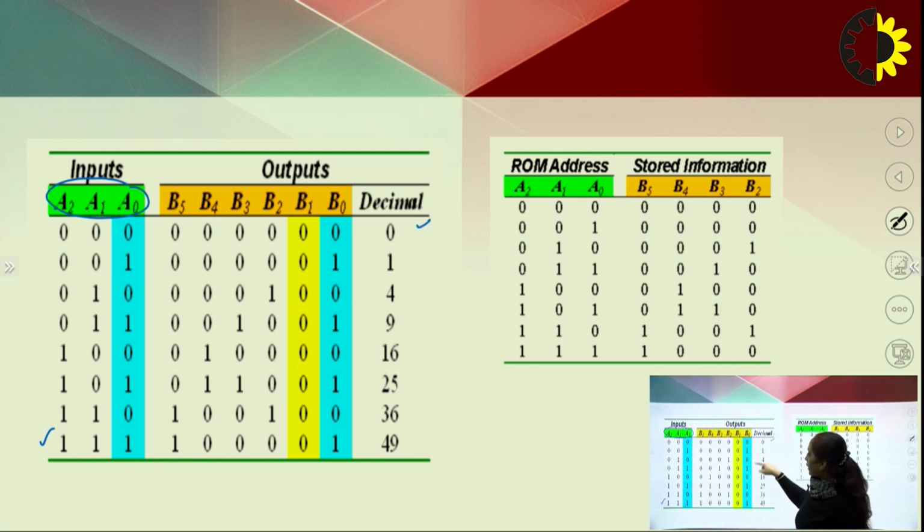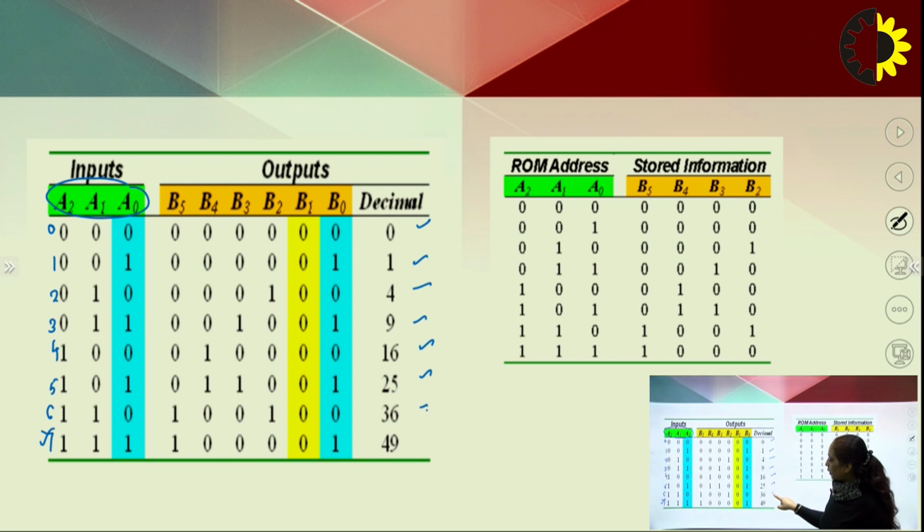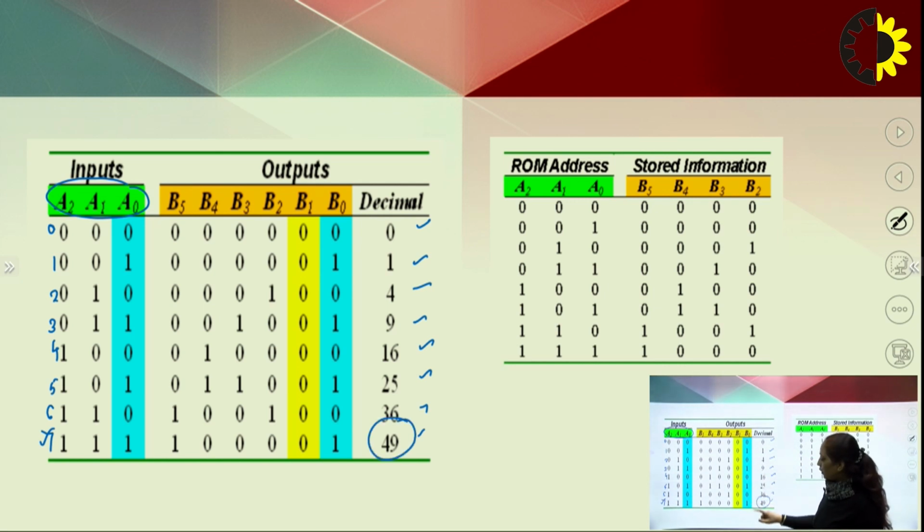So 0, its square is 0, 1, 1. For 2, square is 4, then 3, 9. Here we have 0, 1, 2, 3, 4, 5, 6, and 7, right? So we have 16, 25, 36, and 49 for 7, right? Now to represent this 49, I need 6 output lines, right? 6 output lines are needed so that we can correctly represent this number 49 in binary, right?